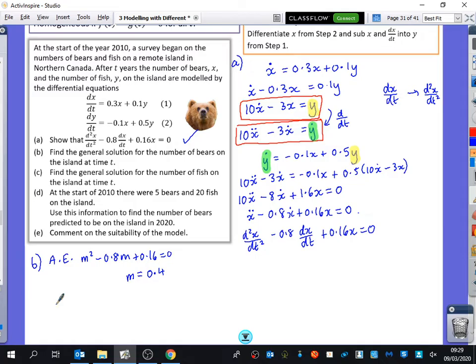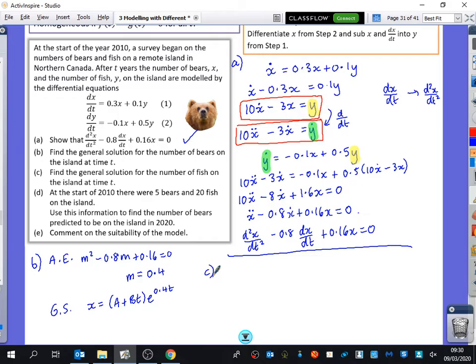So I can go straight into the general solution, which is, are we talking about x or y? X. So we get x equals what? A plus bt, brackets, e to the power of 0.4t. Good. So that's the general solution of what this one is equal to here. Now we want to find the general solution for the number of fish on the island, okay? So just put a little line under there so I've got some space. So we're now going to try and find out what part C is.